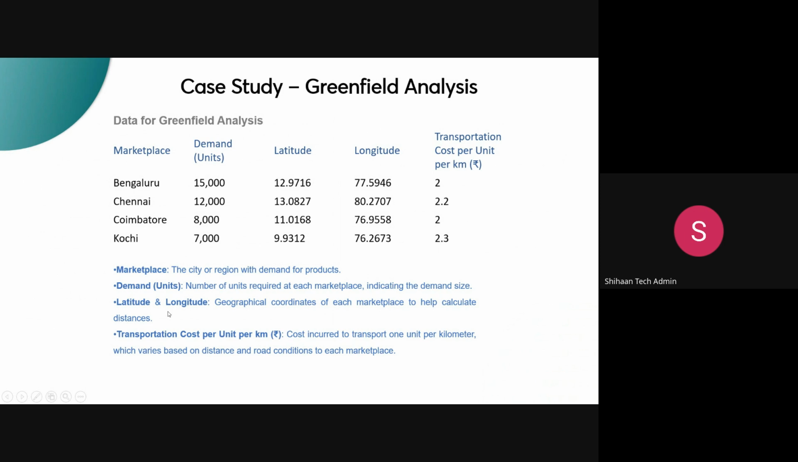Now, there are certain definitions given. A marketplace is a city or region with demand for products, basically the customers who have created the demand for the product. Demand units means the number of units required at each marketplace, indicating the demand size. Latitude and longitude are geographical coordinates, x and y coordinates basically. Transportation cost per unit is the cost incurred to transport 1 unit per kilometer, which varies based on distance and road condition to each marketplace. Any questions till here? Okay, let's go ahead.